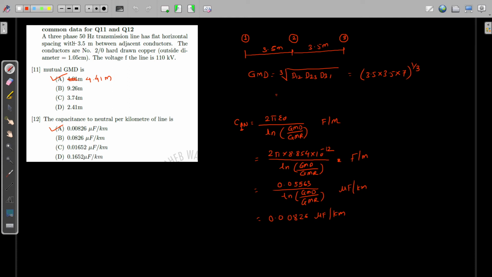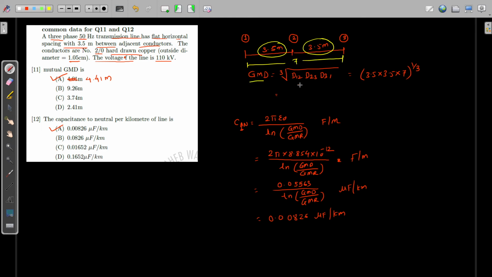Okay, so in this problem, what is given? A three-phase 50 Hz transmission line has a flat horizontal spacing of 3.5 meters between adjacent conductors, and the conductors are number 2.0 hard drawn copper, with outside diameter given as 1.05 centimeter. The voltage of the line is 110 kilovolt. We have to determine the mutual GMD and the capacitance to neutral. So this is conductor one, conductor two, conductor three. Between two adjacent conductors the distance given is 3.5 meters, 3.5 meters. So the total distance will become 7 meters.